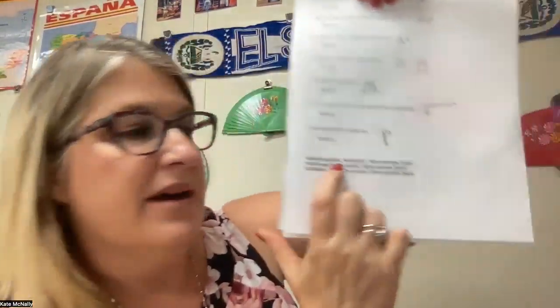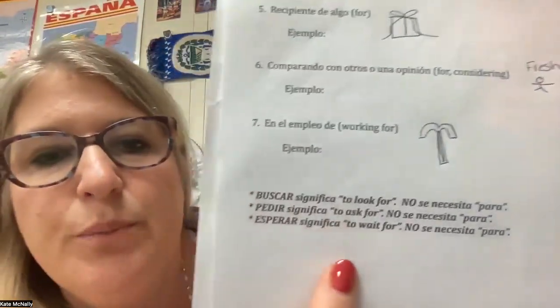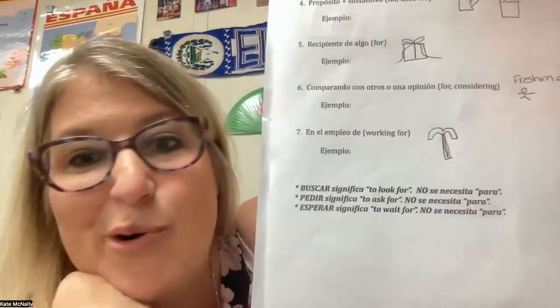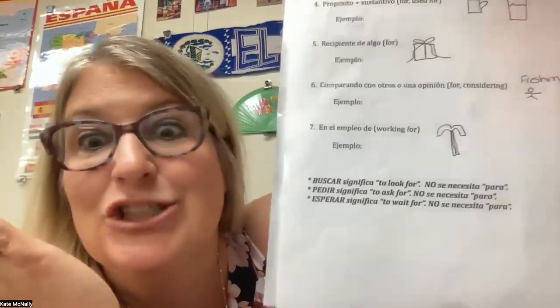Couple extra bonus little rules. Can you please look at the bottom of the para side? The word buscar. Buscar means to look for. You don't need por, you don't need para. It's just to look for. So for example, if I lost my glasses, where's my glasses? Yo busco mis lentes. I'm looking for them. I don't need the word por, I don't need the word para, just help me find my glasses.